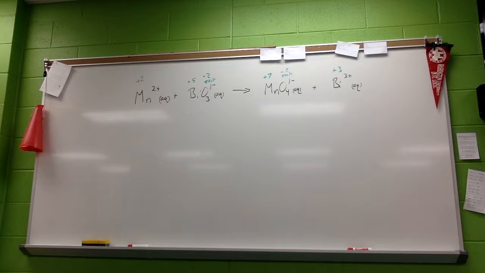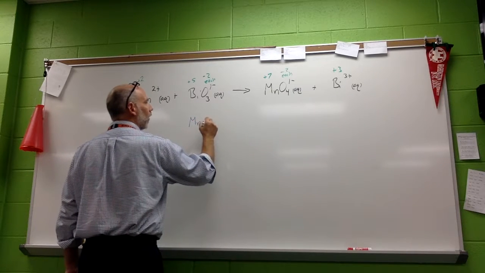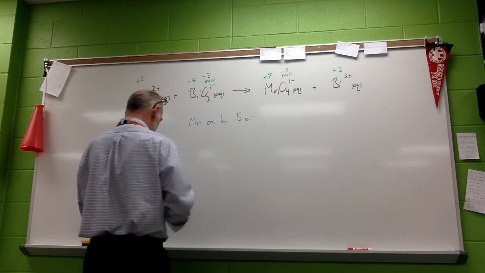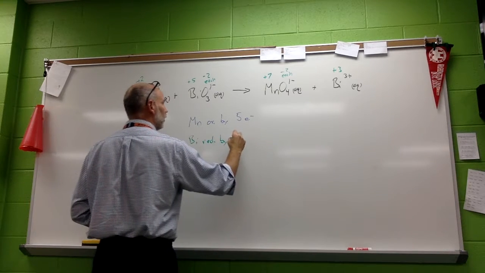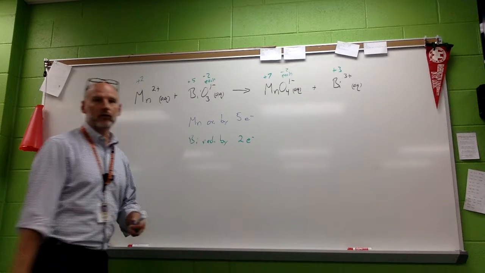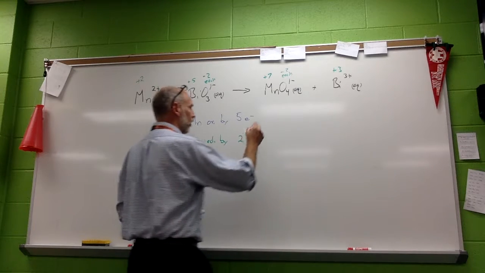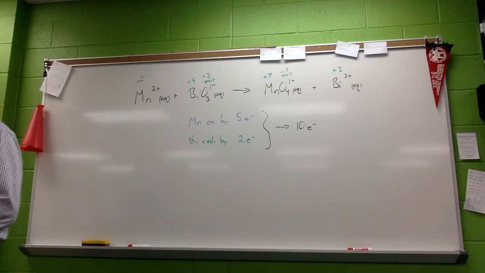All right. Next, did the oxidation states change? Yeah, so what happened? The manganese oxidized by 5 electrons, whereas the bismuth reduced by 2 electrons. Would you guys concur? Okay. What's the lowest common multiple of 5 and 2? 10. So somehow or other, we have to squeeze a net transfer of 10 electrons.